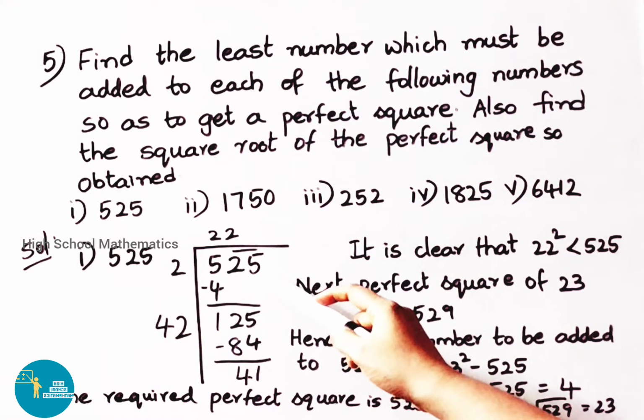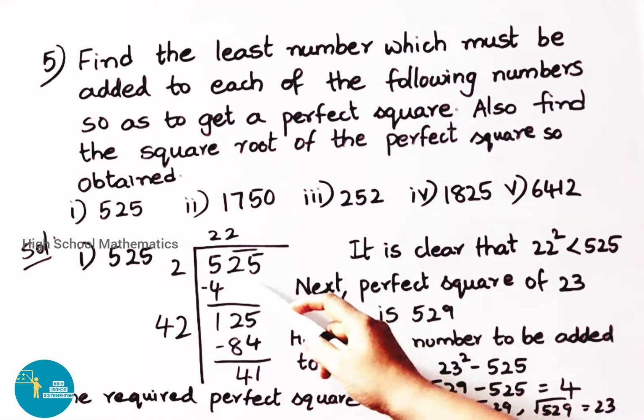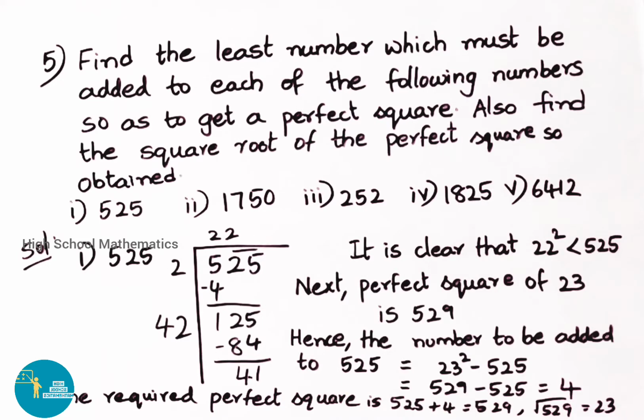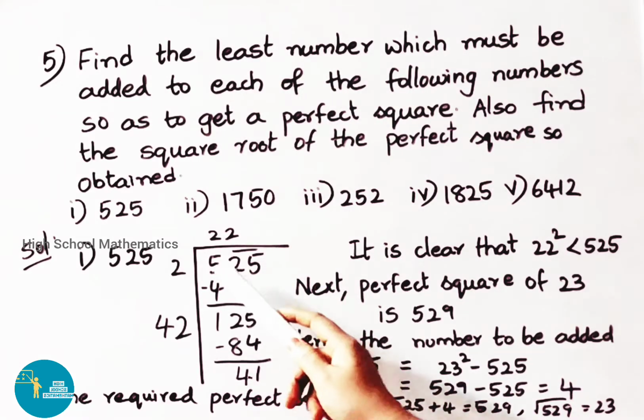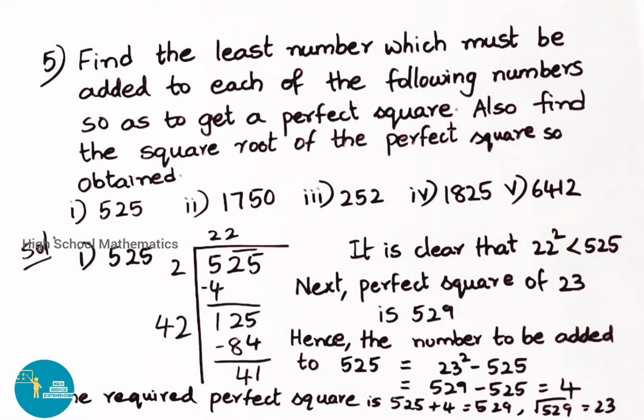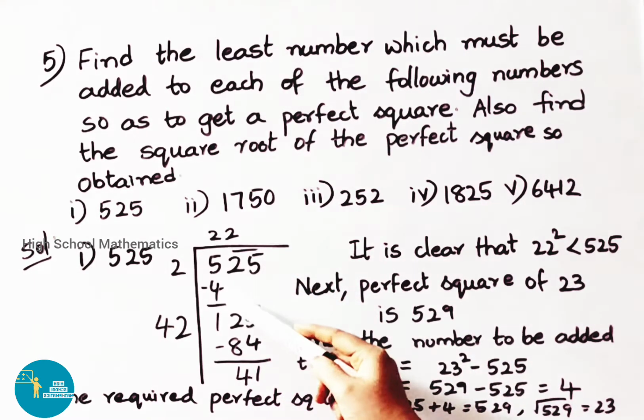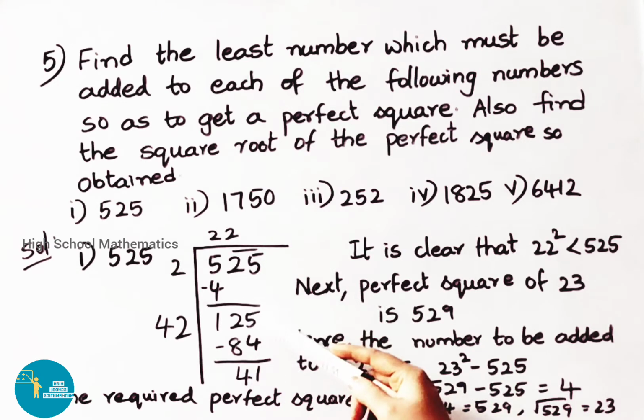Write the given number and make them into pairs. Here last 2 digits we made them as a pair. Here we are left over with 1 digit before. So the first number is here 5. So let us take 2 square, that is 4. 5 minus 4, 1. Write on the next 2 digits. Now the number is 125.